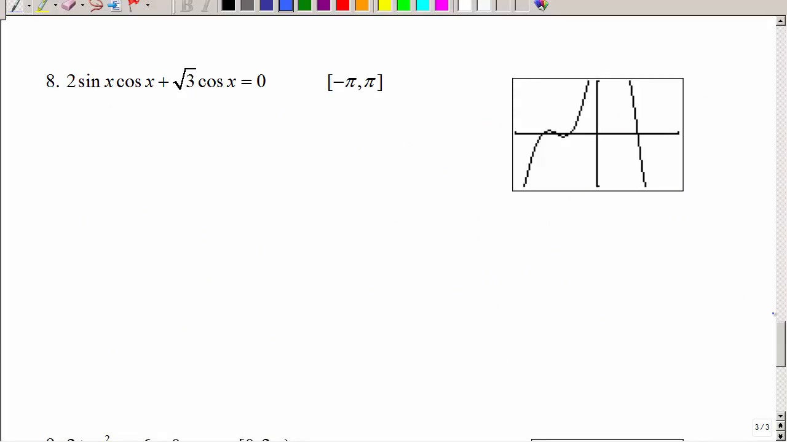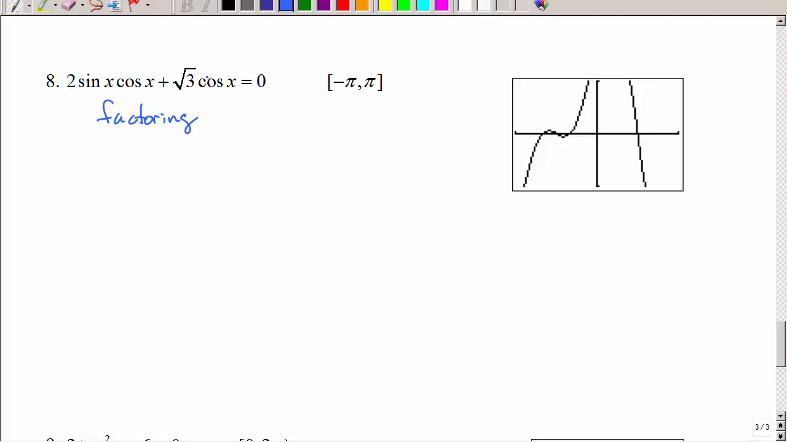Now we have sine and cosine. That is not good. We can't change sine to cosine. There's no identities that really relate to this. So we have to separate it. So how are we going to do that? Well, let's think about factoring, which really is what we did in problems 5 and 6. We factored it to kind of separate it into two linear equations.